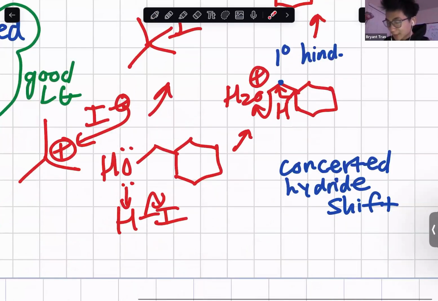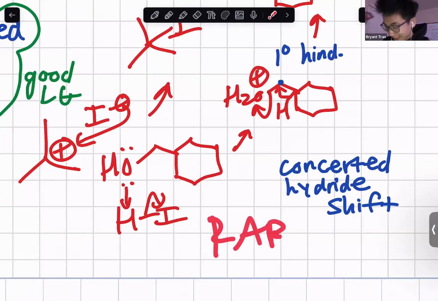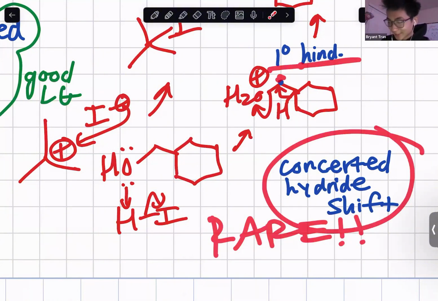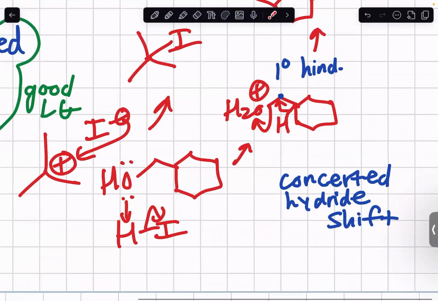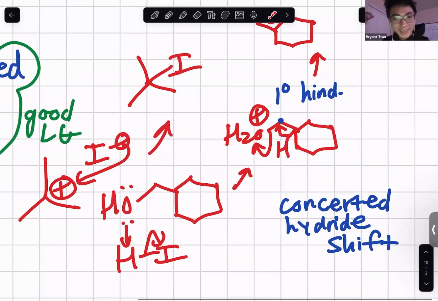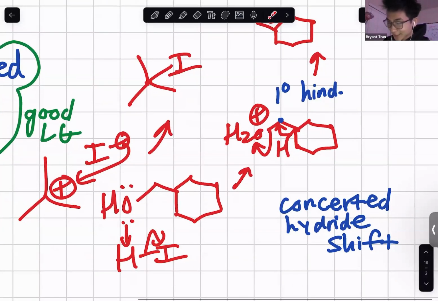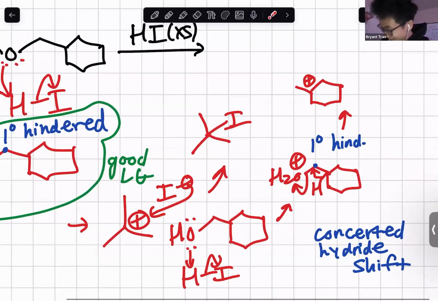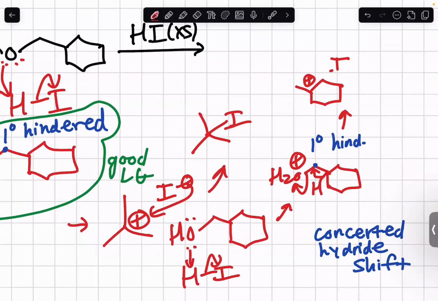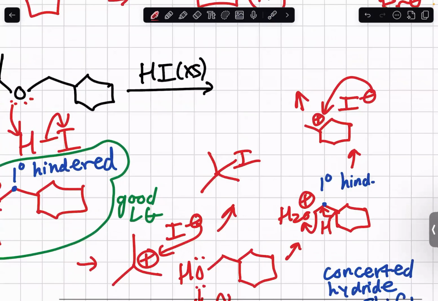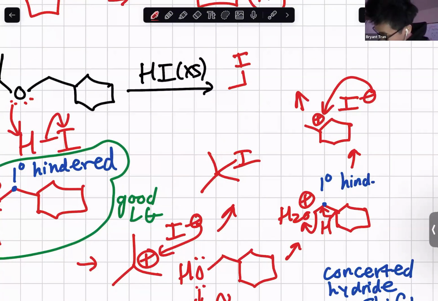On the lecture slides, I saw she put "rare" like that, which is this concerted hydride shift right here with the primary hindered case. Oh, that's what she was referring to. Yeah, that's what she was referring to. And this could show up on the quiz if she decides to be tricky. Oh, okay. Now I can keep an eye out for that stuff. Okay, well, thank you so much.